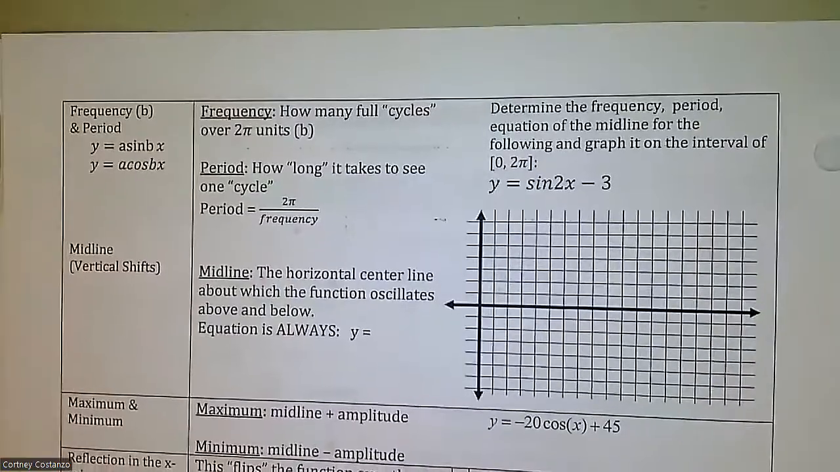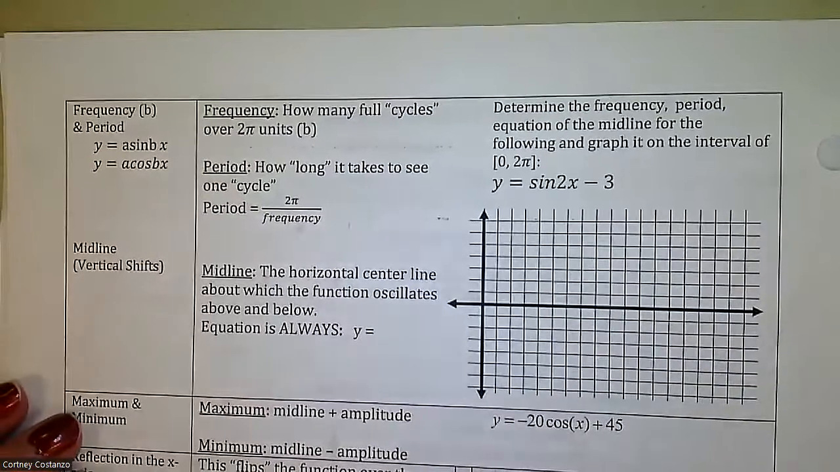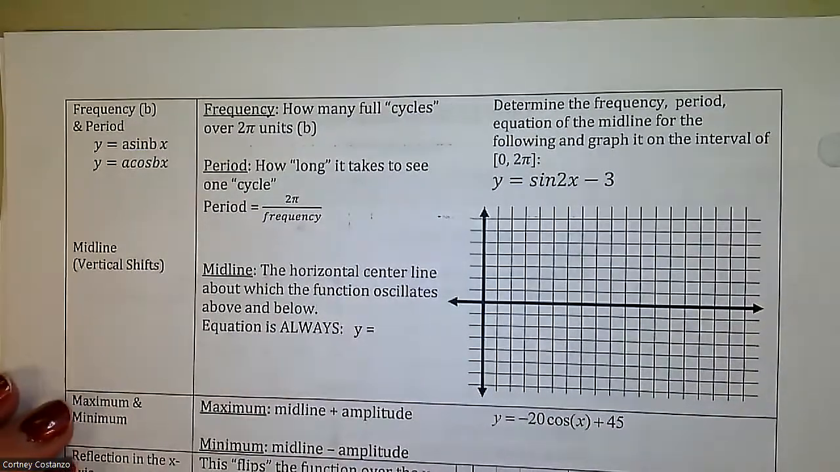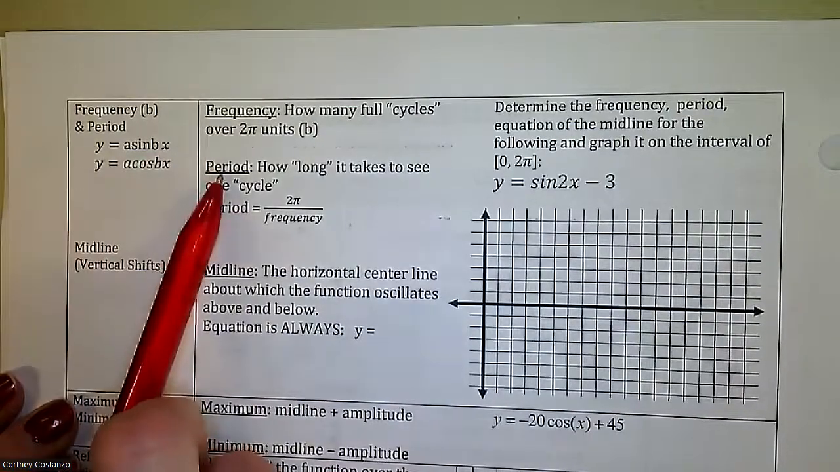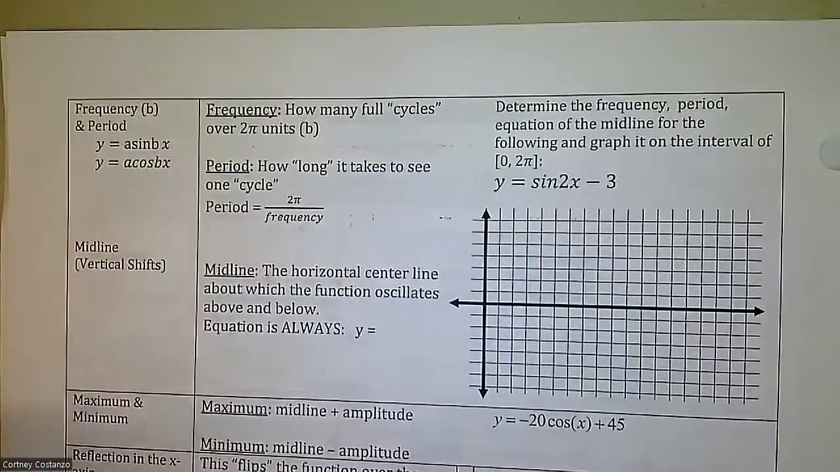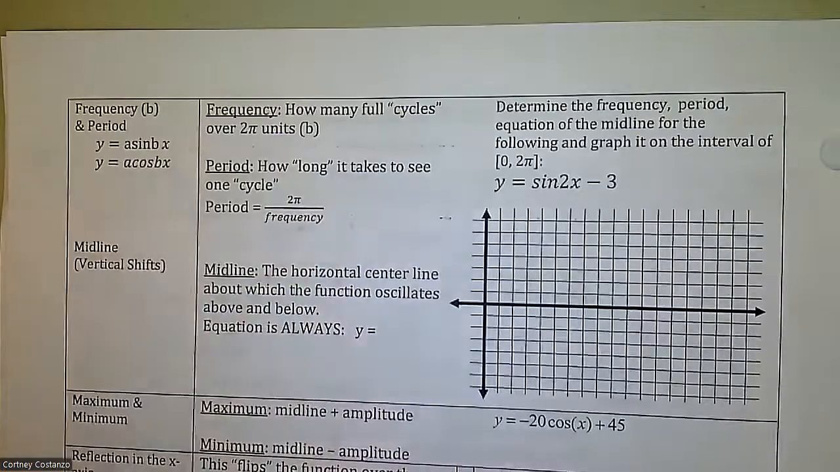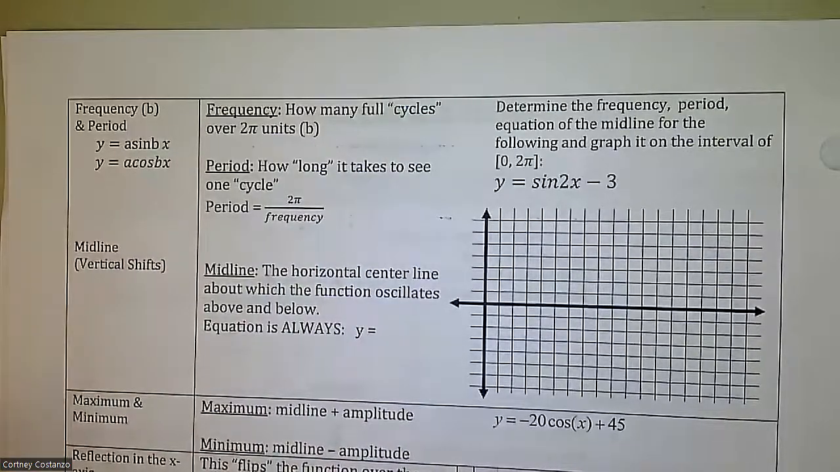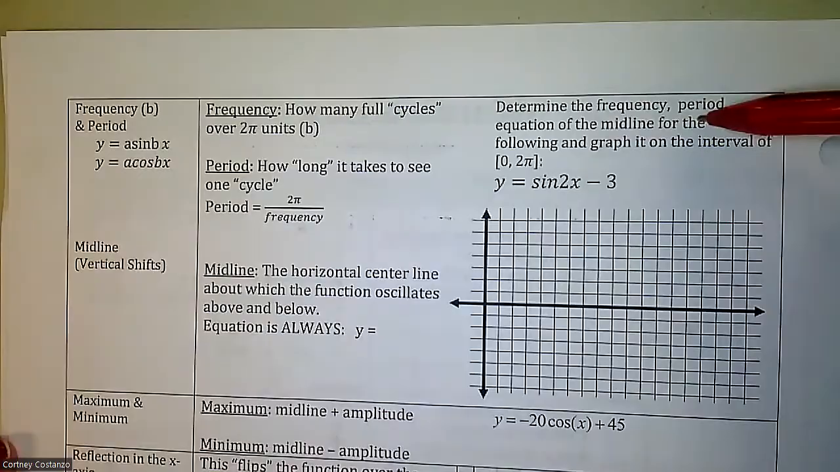Frequency. Frequency is how many full cycles you will see in a section of 2 pi. So the frequency is the b value in an equation. It's the number in front of x. We use that frequency to figure out the period, which is the 1 full cycle. So that basically is like, how much space do I need to fit 1 full sine cycle or 1 full cosine cycle? So over here, it says determine the frequency, the period, and the midline for the equation, and then graph it over the interval 0 to 2 pi.